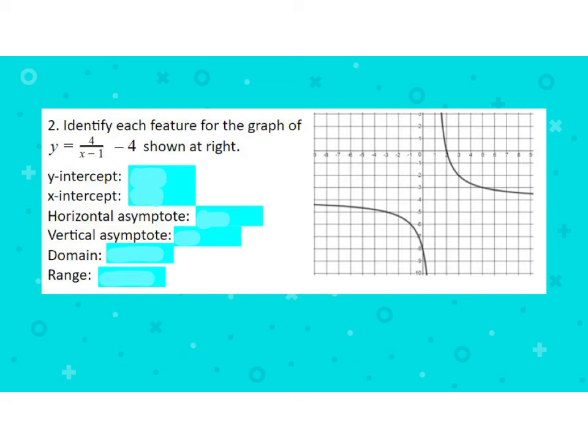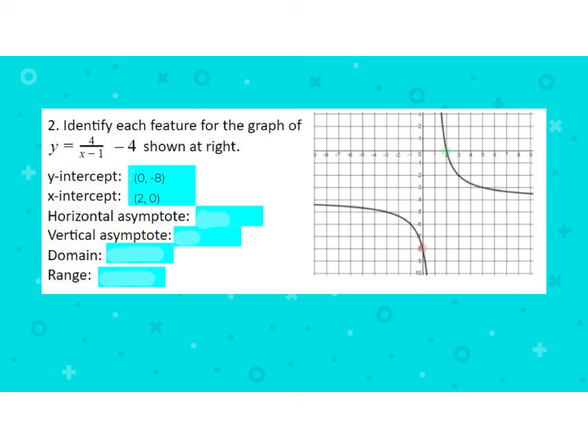Next, we will identify different features for the graph of y equals 4 over x minus 1 minus 4. So first thing we'll do is look for our x and our y-intercept. And our y-intercept is always going to be where the graph touches the y-axis. And here we can see it's where y is negative 8. So we know our y-intercept is 0, negative 8. Now our x-intercept is where the graph touches the x-axis, so that would be here where x is 2, so our x-intercept is 2, 0.